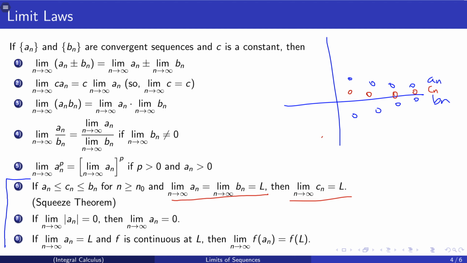And you can actually use this to prove the next one. If the absolute value of a_n has limit 0, then a_n has limit 0. And the last property here talks about, what if you apply a function to a sequence? Well, as long as the function is continuous at your limit, then the limit of the new sequence is going to be the function evaluated at the old limit. Again, some reasonable things that we would expect to be true.